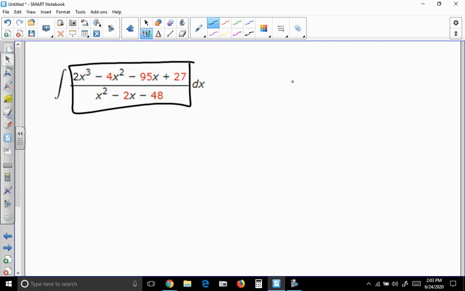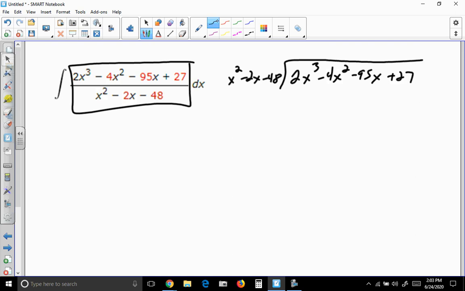We have a quadratic. So we have 2x cubed minus 4x squared minus 95x plus 27, and we're going to divide that by x squared minus 2x minus 48. So remember how this works. We take this leading term divided by that leading term. So 2x cubed divided by x squared makes 2x. Once we get that, we take that 2x times everything out front. So 2x times x squared, 2x times minus 2x, 2x times minus 48.